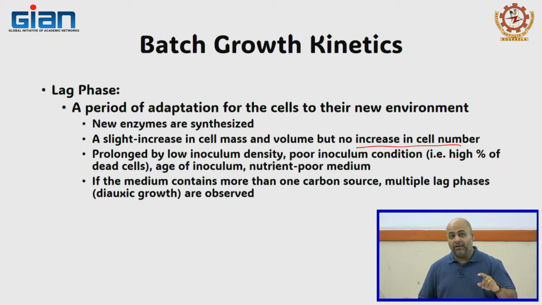So, if the medium contains two or more carbon sources, you will observe multiple lag phases, and that is called diauxic growth. Now, what happens in that? We did discuss it. Let's say in recombinant DNA technology, if you remember, for one of the examples, there were two plasmids that were added into the bacterial cell. I don't remember exactly which example that was.